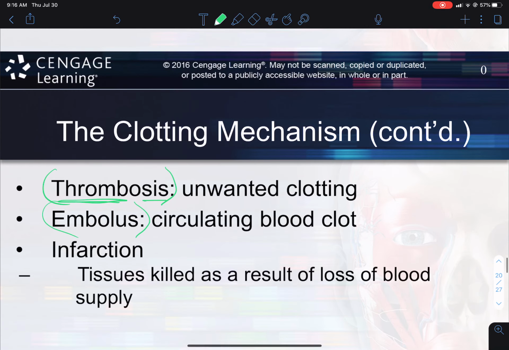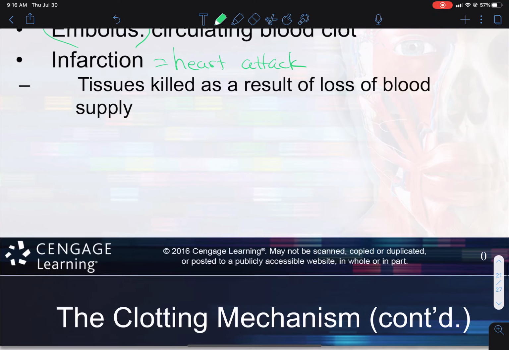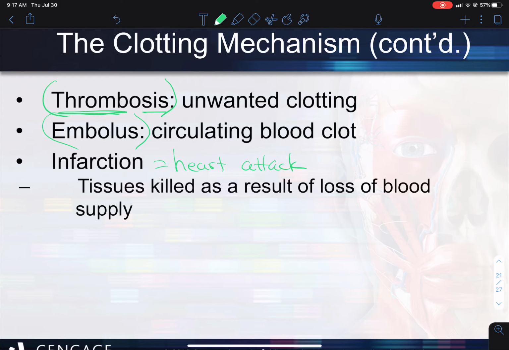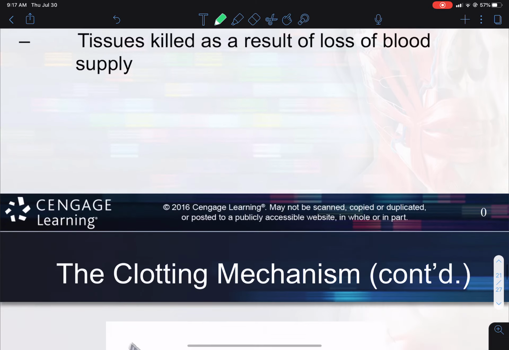Oh, I'm sorry, infarction. I didn't say this out loud, but this is a heart attack. Or, excuse me, heart attack is a type of infarction. You would say a cardiac infarction.